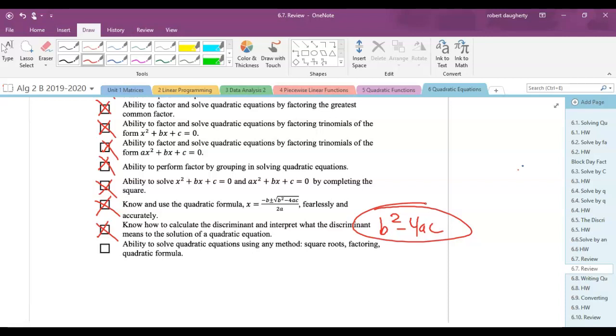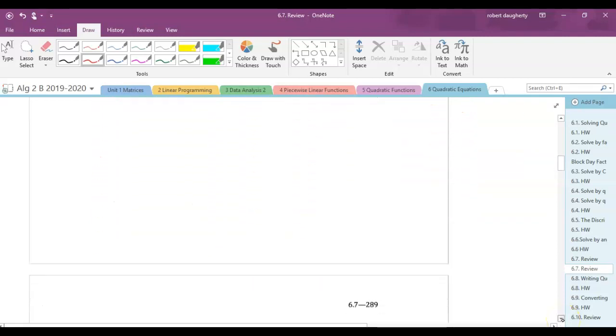Then to be able to solve quadratic equations using any of these methods: square root, factoring, quadratic formula, and then the other method is completing the square, which is not listed here. So all of these methods for solving quadratic equations. So let's go ahead and look at a few examples then.